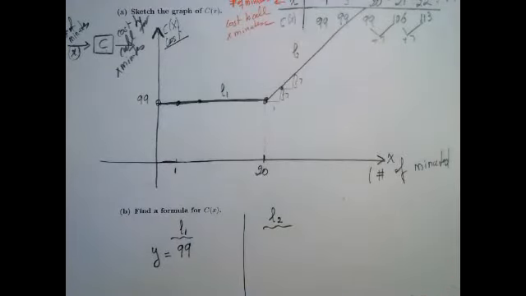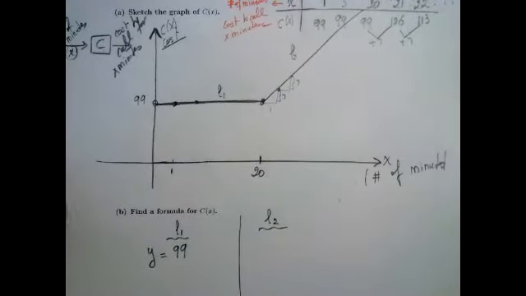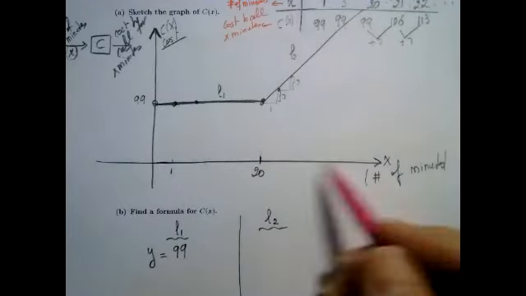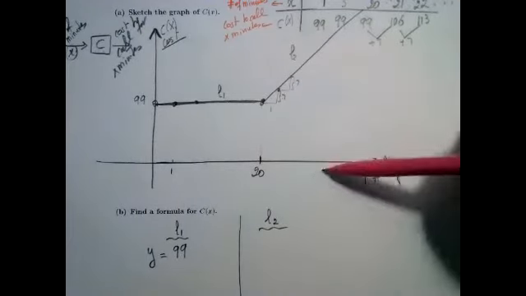Now what about L2? It's a line. You have to figure out the slope. You have to figure out the point on it, and then you have to give me the equation. So when x is more than 20, what's the formula that will fit this graph?